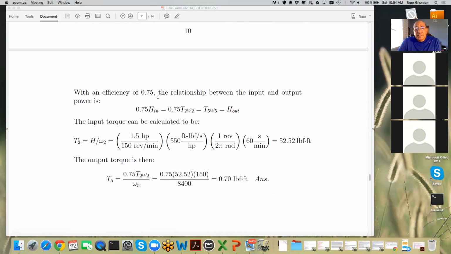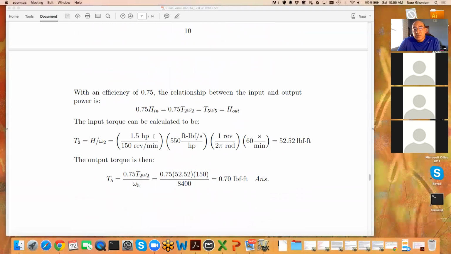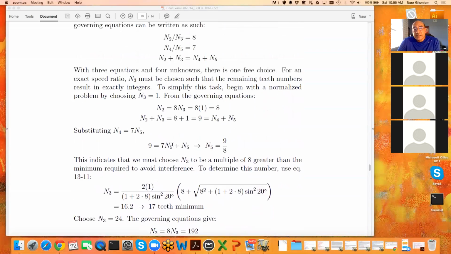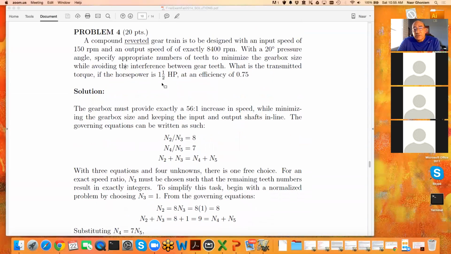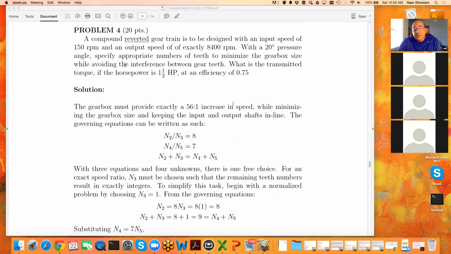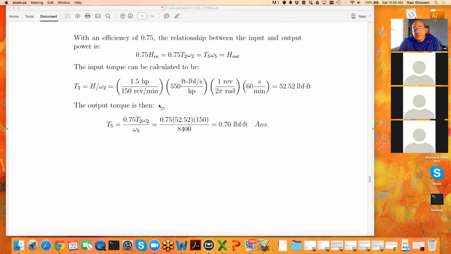And the efficiency of transmission is 75%, which means that the output horsepower is not exactly equal to the input horsepower, it's 3/4 of the input. So it gives us 0.75 of the input, T2 omega 2, is equal to the output, T5 omega 5. And knowing the horsepower, which is 1.5 horsepower in this problem, as given here, we can determine the torques. So we can determine the torque T2, and T5, the output torque.